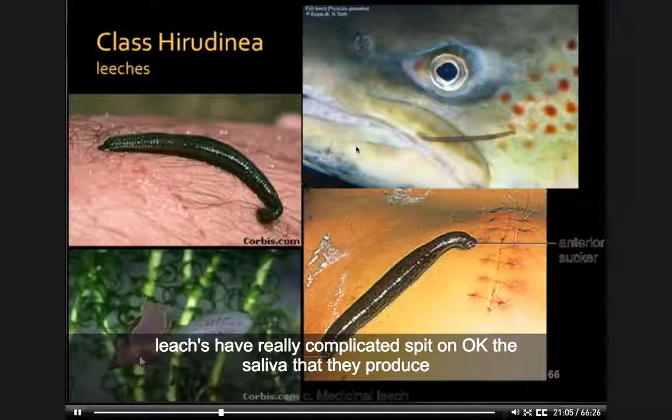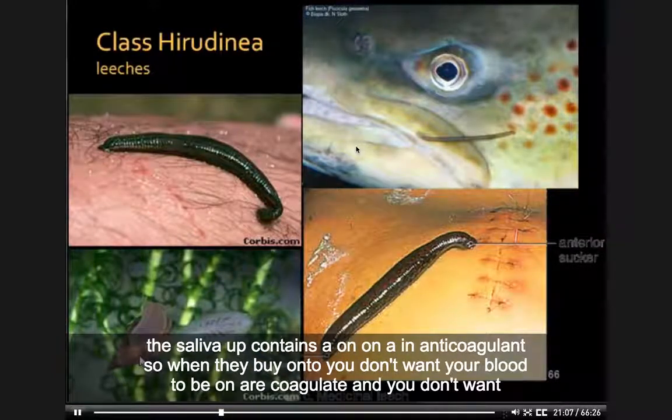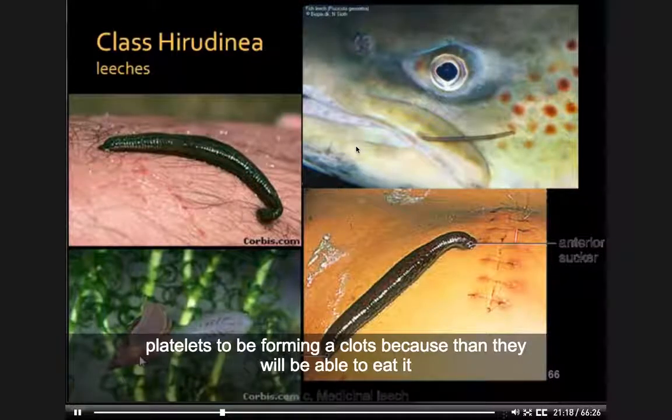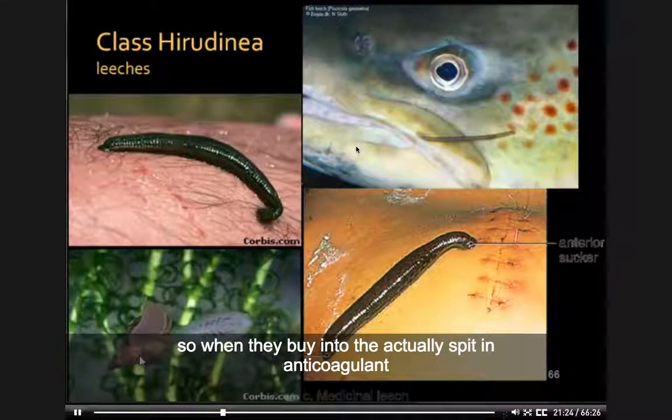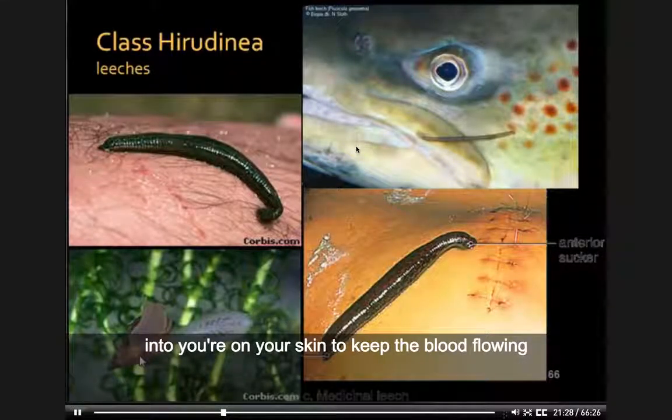The saliva that they produce contains an anticoagulant. So when they bite onto you, they don't want your blood to be coagulating. You don't want platelets to be forming a clot because then they won't be able to eat it. So when they bite you, they actually spit an anticoagulant into your skin to keep the blood flowing.